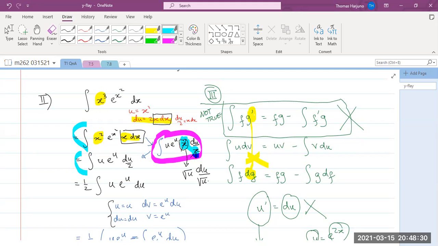It's not something you want to do, especially when you go to your calculus 3 or differential equations. Later on, if you see it, you will find that to be very terrible.